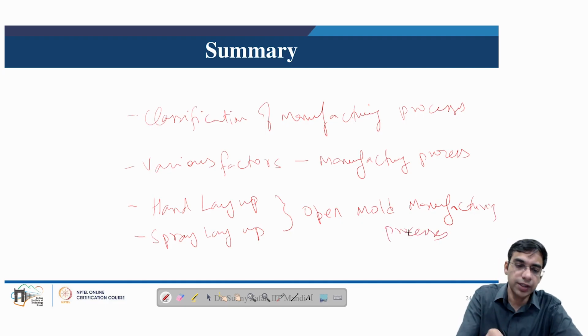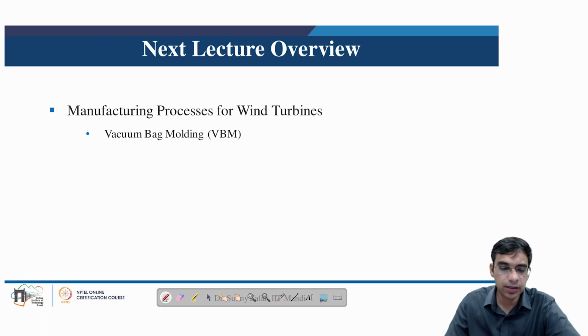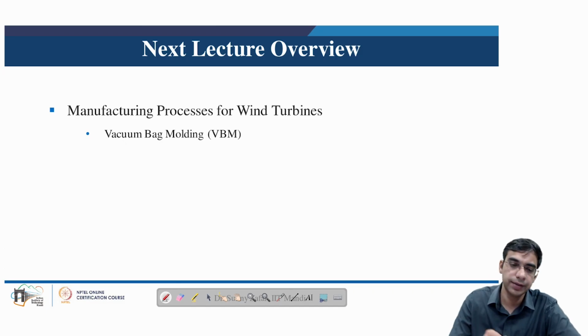So in the next lesson, we will see the details of the vacuum bag molding process, which is also used to manufacture the wind turbine blade.